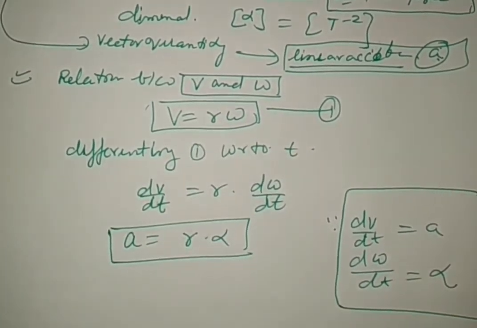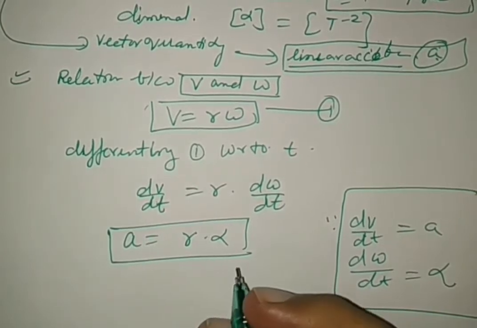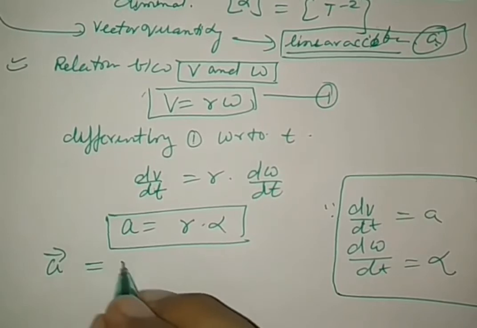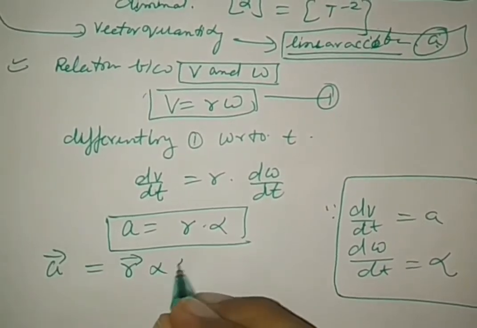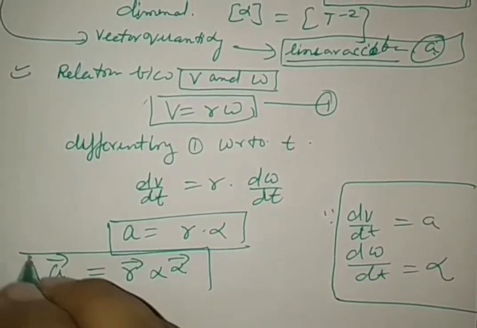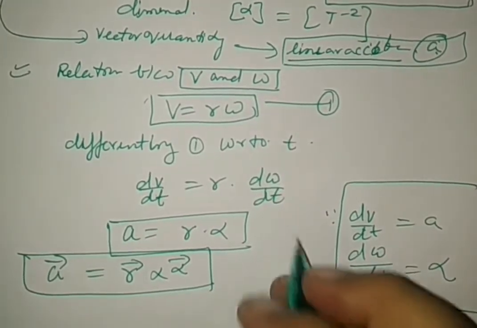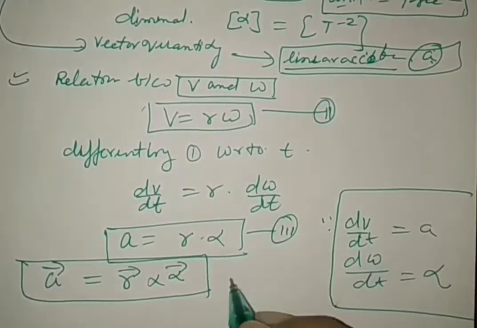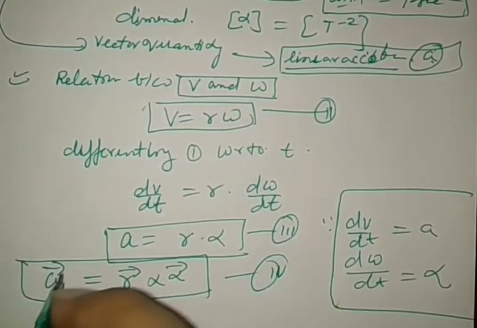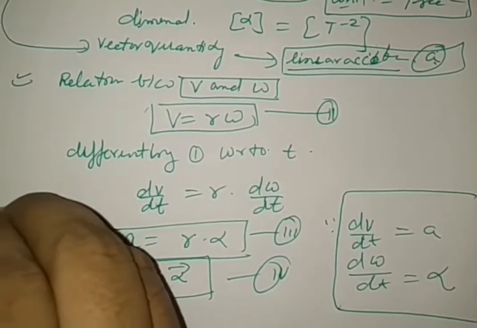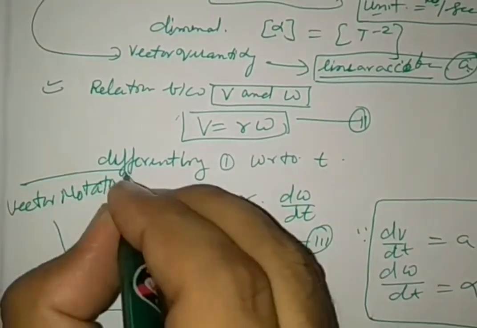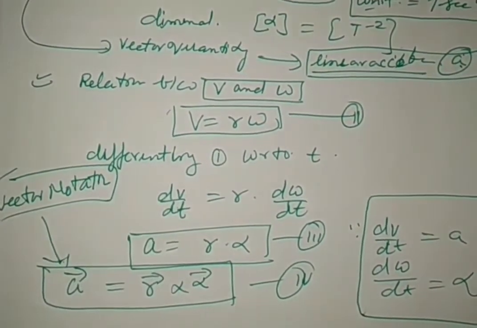See very carefully the definition here. Since acceleration is a vector quantity, in vector notation it is the cross product of two quantities in vector form. So it is equation 2, equation 3, and equation 4. This is in vector notation.